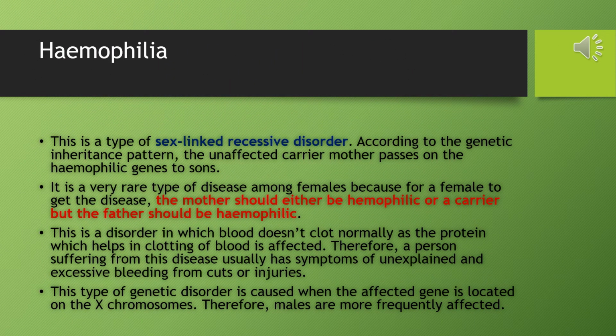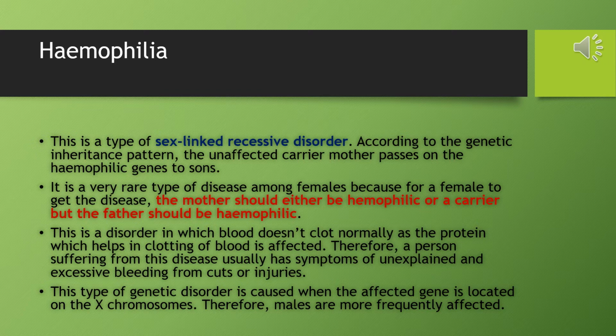Hemophilia. This is a type of sex-linked recessive disorder. According to the genetic inheritance pattern, the unaffected carrier mother passes on the hemophilic genes to sons. It is a very rare type of disease among females because for a female to get the disease, the mother should either be hemophilic or a carrier, but the father should be hemophilic.